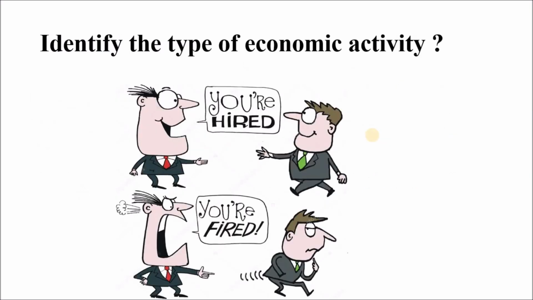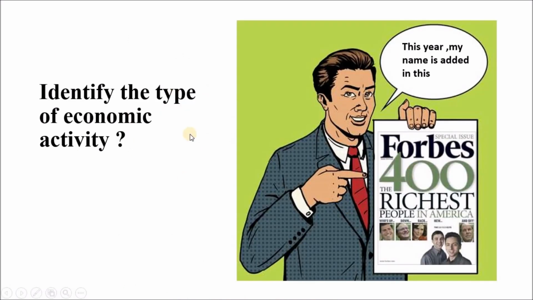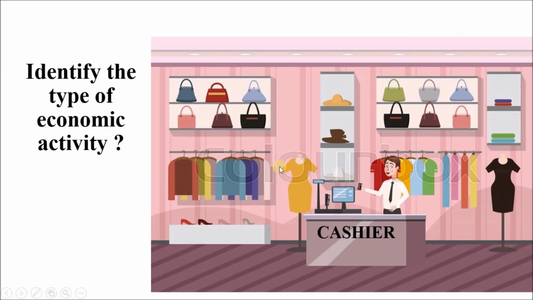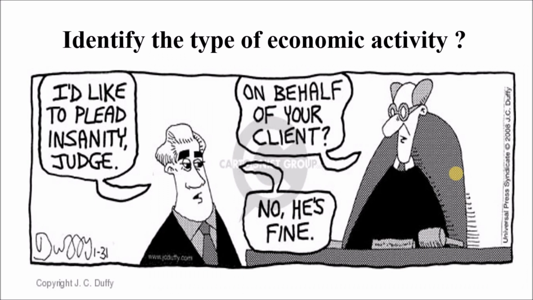Next is, can you identify the type of economic activity from this cartoon? You are hired, and this person, you are fired. So here we are talking of employment. Next, identify the type of economic activity. This year my name is added in this, and this is a book, Forbes 400 Richest People in America. So here we are talking of business. Next, identify the type of economic activity, and if you can see, this person is a cashier. So he is employed in this organization. So this is employment.